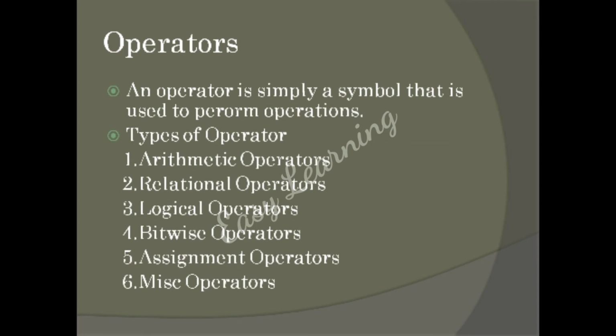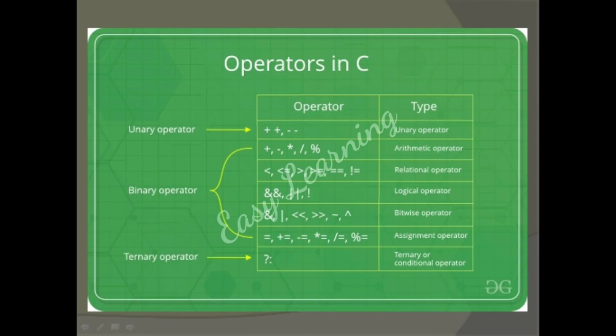For example, consider the below statement. C = A + B. Here, plus is the operator known as addition operator and A and B are operands. The addition operator tells the compiler to add both of the operands, A and B. C has many built-in operator types and they are classified as follows: arithmetic operators, relational operators, logical operators, bitwise operators, assignment operators, and miscellaneous operators.